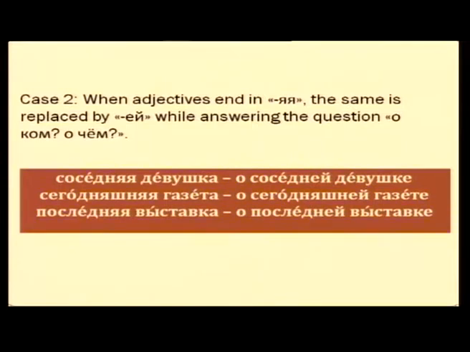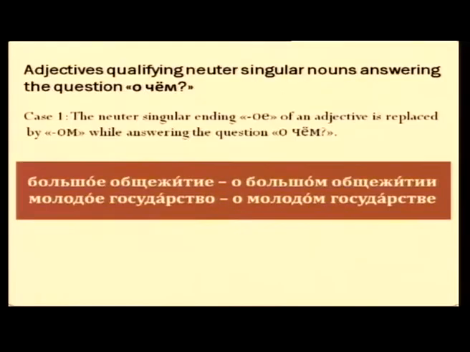Сегодняшняя газета will be changing into сегодняшней газете, as well as последняя выставка will change into последней выставке, because such endings of adjectives which end with я will be replaced by е, as in the prepositional case, while answering the question о ком and о чем.